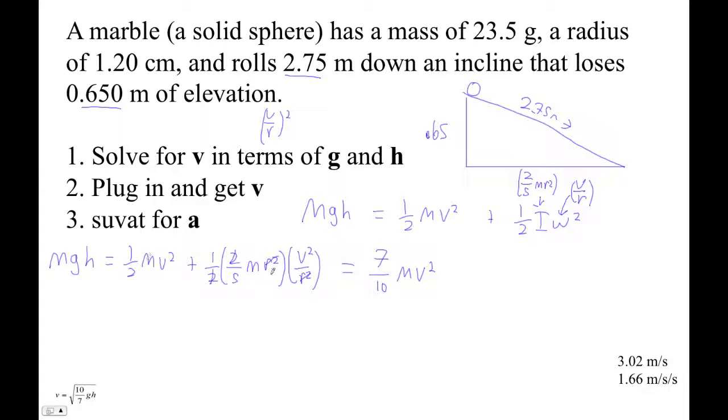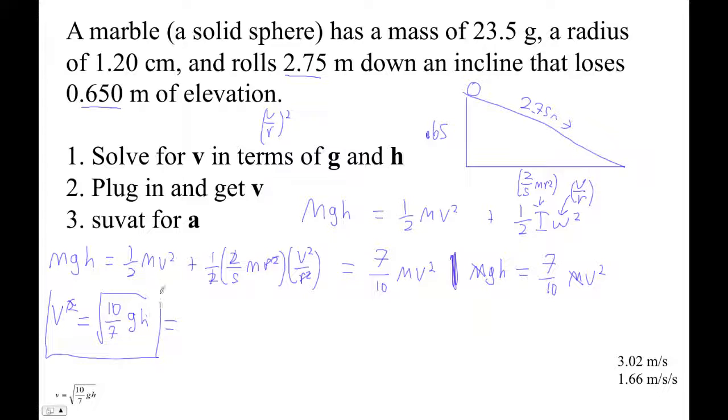So if you can't do the fractions, if you forgot that, I don't care if you use your calculator. You shouldn't have to, though. Now we've got mgh is 7/10 mv squared. Obviously the mass cancels, and you end up with v squared is 10/7 gh. So the square root of that is v. And now we can plug. Once you get the fraction, and I will want you to do that, I want you to tell me what that is, and then plug the numbers in.